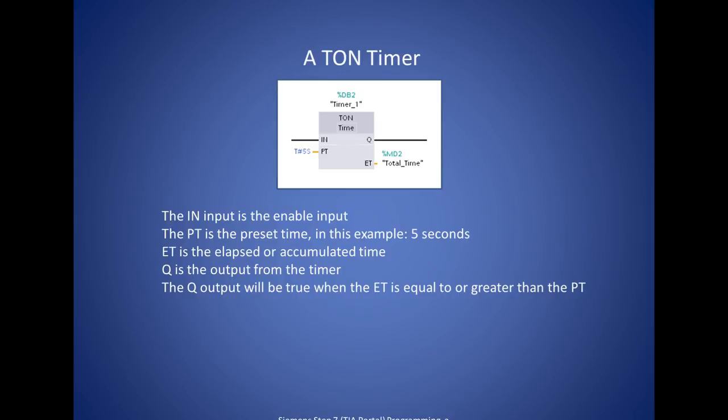For this type of timer, we have the input bit, so we enable the input, enable the timer. We have PT, which is the preset time, a value that we load, and that governs how long the timer delays the output Q being turned on. ET keeps track of the elapsed time, the time that has elapsed since the enable input was true. Once elapsed time is equal to or greater than the preset time, then the output Q becomes true.